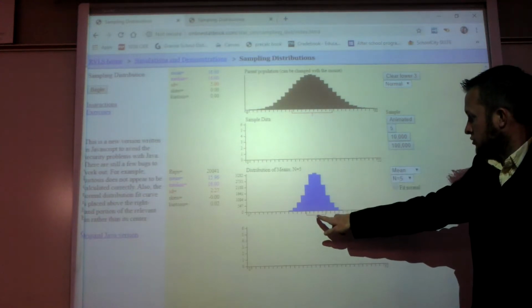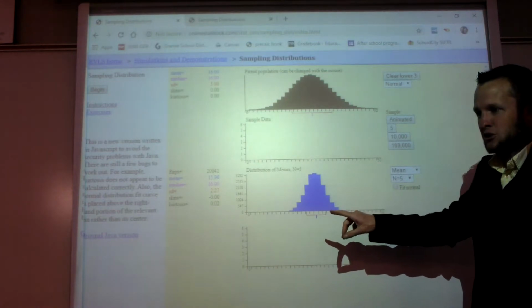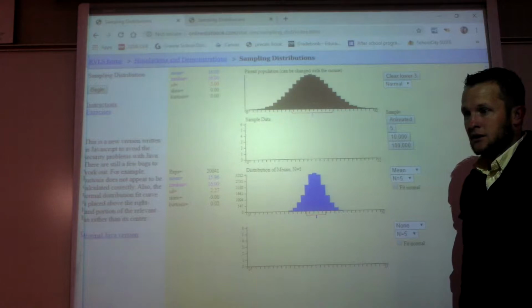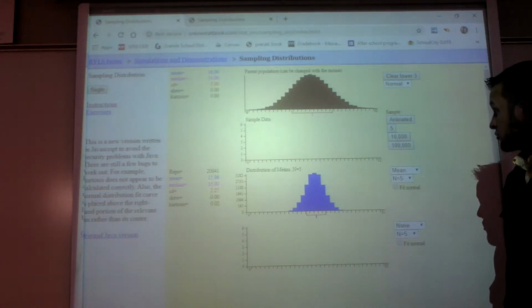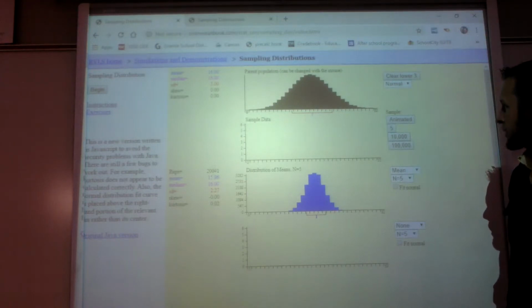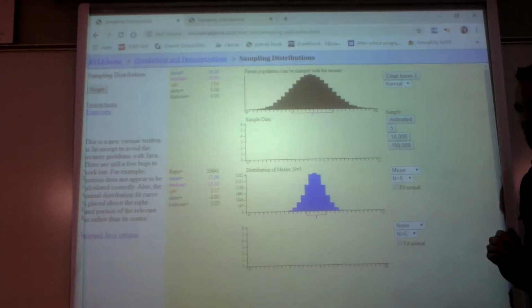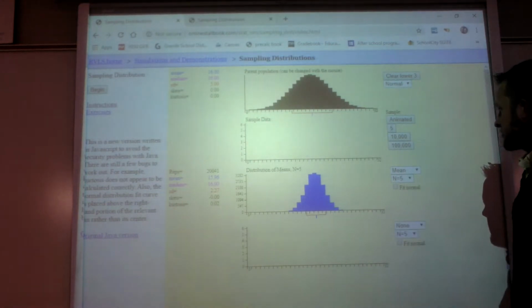So the center of the sampling distribution of your sample means is the same as your population mean. The shape was normal, and so the sampling distribution was also normal. What about the spread? You'll notice this is a lot skinnier, and there's a formula you're going to use that'll help you figure out how spread out this is.